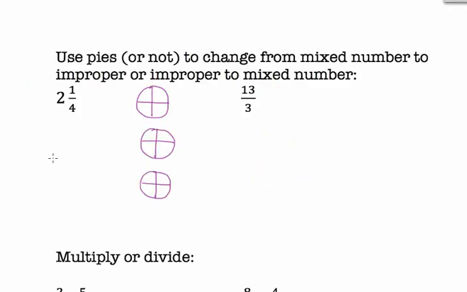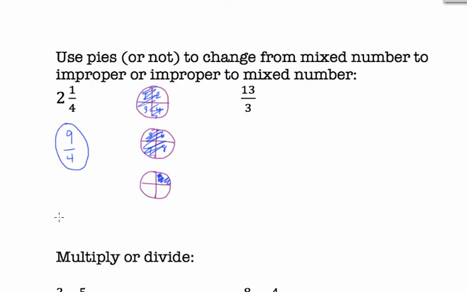To change from a mixed number to an improper fraction, 2 1/4. Using the pies, you draw some pies that are split into fourths. Now we have 2 whole pies and 1/4 of a pie. So how many fourths is that? 1, 2, 3, 4, 5, 6, 7, 8, 9. 9 fourths.